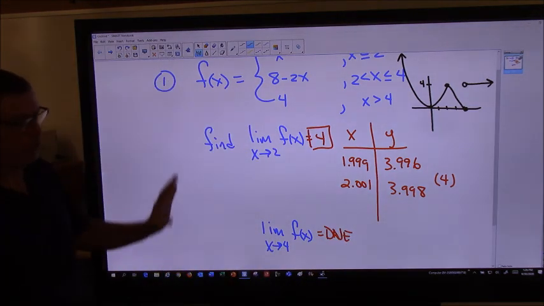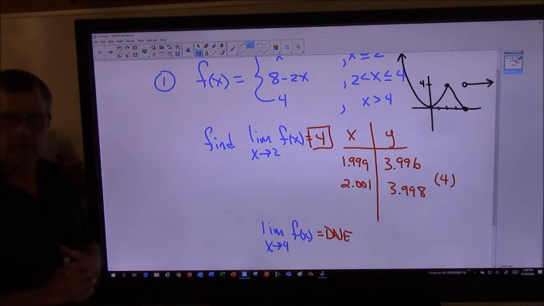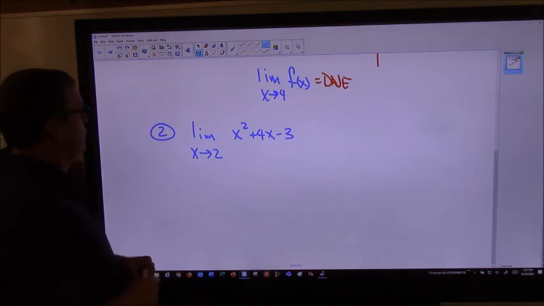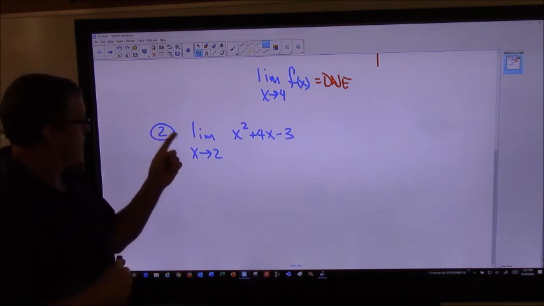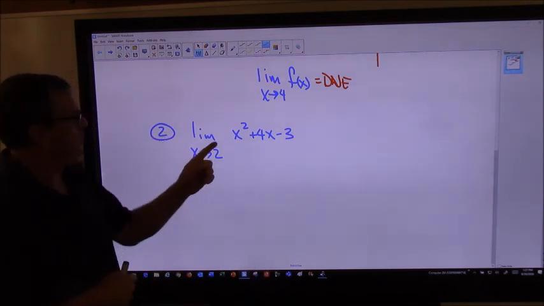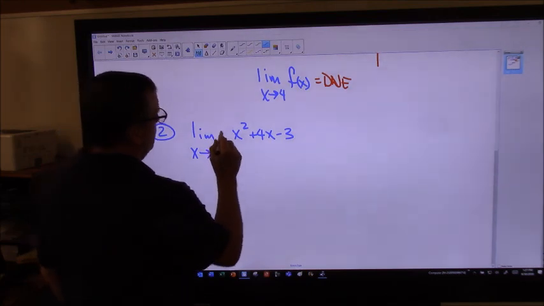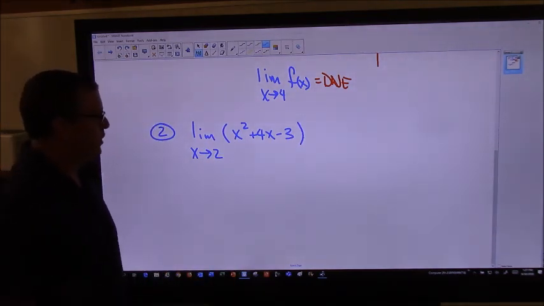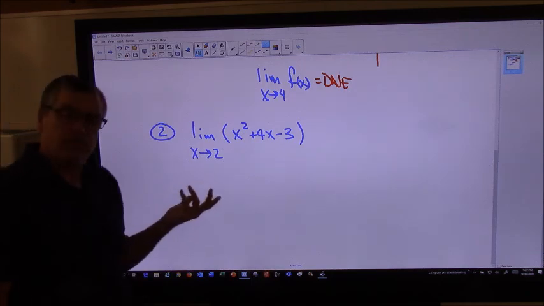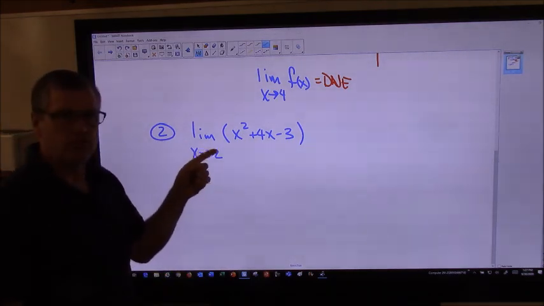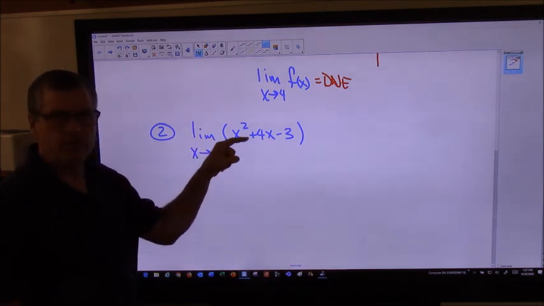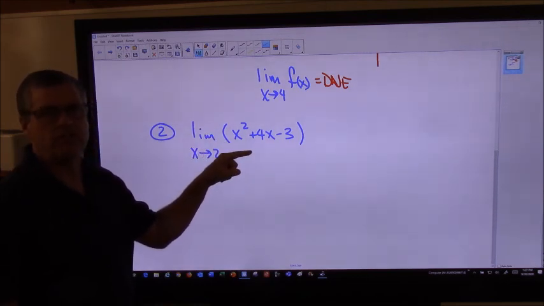Okay? So we're going to see some things today with piecewise functions. Here's another problem. So the limit as x approaches 2 of x squared plus 4x minus 3. So one of the things that makes this different than what we did yesterday is there's no fraction here. I don't have to worry about plugging 2 into the denominator and getting 0.